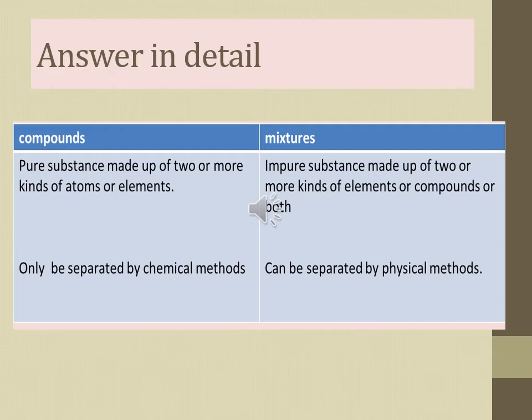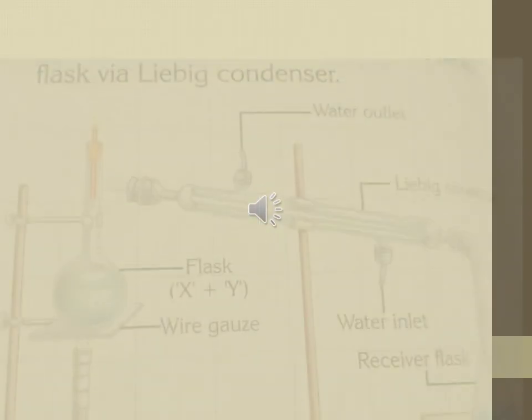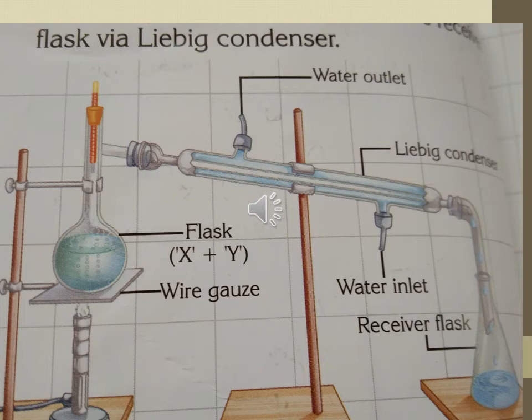Okay, we will go to the next question. Draw a well labeled diagram of distillation apparatus. Write this question. If you have completed the first question's answer, you can go to the second question. Now listen, children. Draw a well labeled diagram of distillation apparatus. It is in book page number 28.